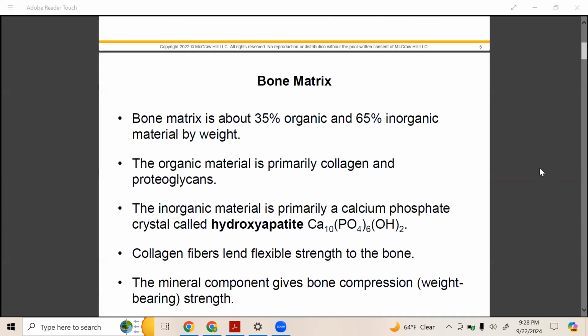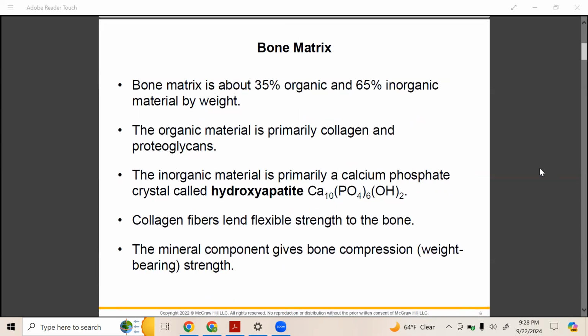So for bone itself, the matrix is about 35% organic material, about 65% inorganic material. A majority of that organic material is going to be collagen and those proteoglycans. Our inorganic material is primarily something known as calcium phosphate crystal. Another word for this that you see more commonly is hydroxyapatite. Of course, do not memorize this little formula here, but you should know that hydroxyapatite is the primary inorganic material. Calcium phosphate crystal and hydroxyapatite are synonymous. Those are the same thing.